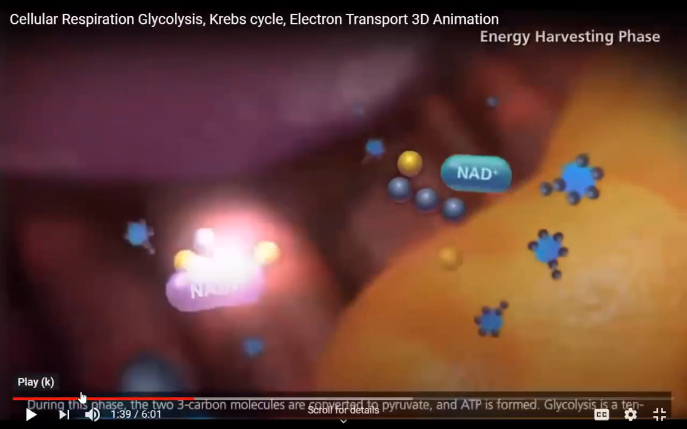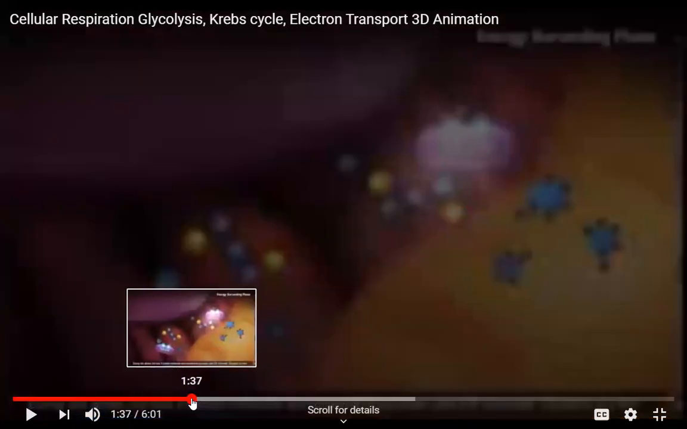Okay, right here they're showing NAD plus coming in, and it's going to snag some electrons and some hydrogens, forming NADH plus H plus. So I paused it because she kind of just skips right over it, but watch it take place. I'll back it up 1 second.